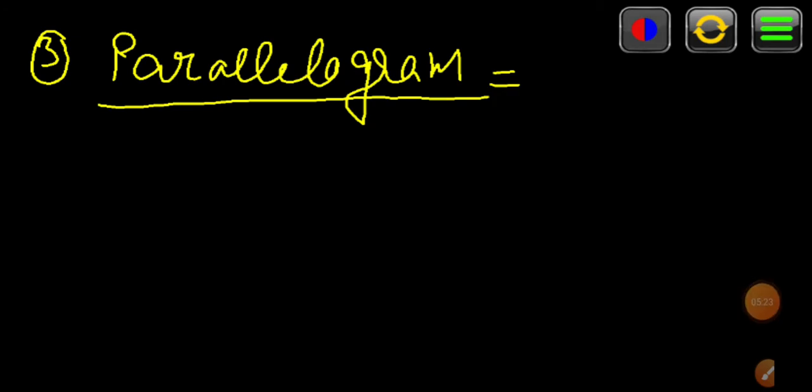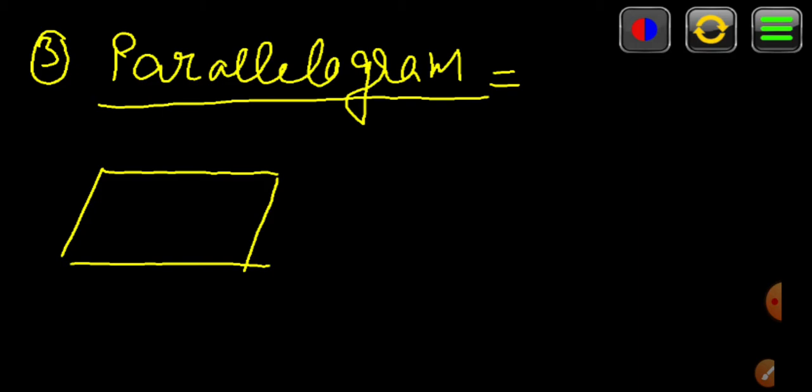Now the third figure that we are going to discuss today is parallelogram. After discussing it, we will be doing some sums so that we can continue with our next exercise. Now, as the name defines, parallelogram means something must be parallel. So here is a figure like this. Two sides are parallel. A, B, C, D. Naming should be continuous.